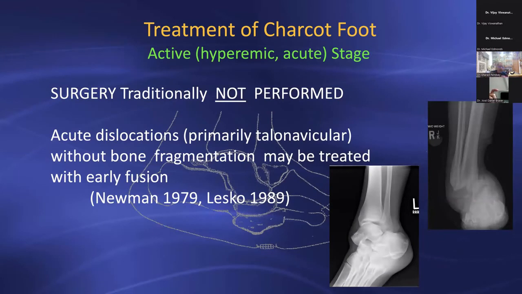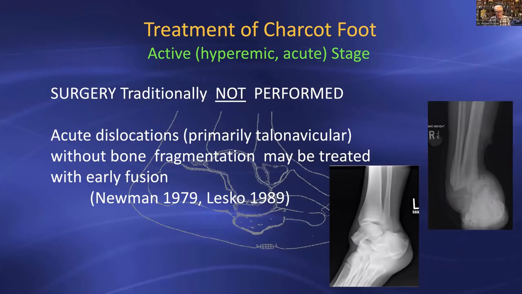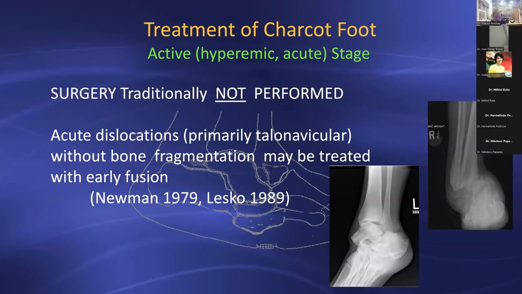Surgery is traditionally not performed. Now, remember, going back to the 70s, surgery was not recommended much at all. It was considered taboo, although many of us were doing surgery, or a few of us were doing surgery back in the 70s. And remember, the J.T.H. Johnson paper came out in 1967, and he was recommending surgery with a good deal of caution. But we generally do not perform surgery in the acute stage unless you have an acute dislocation, as was put forth by Newman in 1979 and Lesko in 1989.